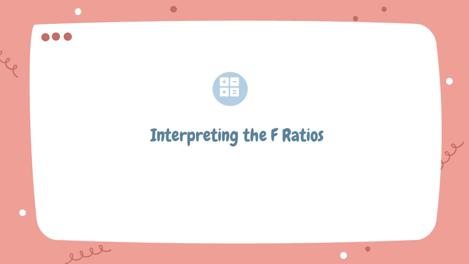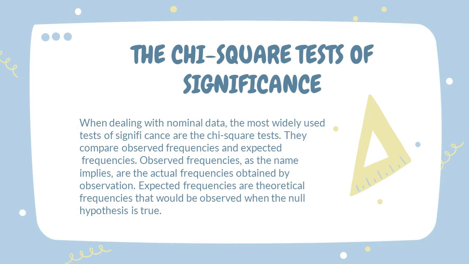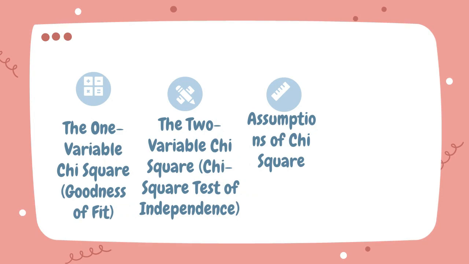The chi-square test of significance. When dealing with nominal data, the most widely used tests of significance are the chi-square tests. They compare observed frequencies and expected frequencies. The one-variable chi-square, or goodness of fit. The two-variable chi-square test of independence and assumptions of chi-square.